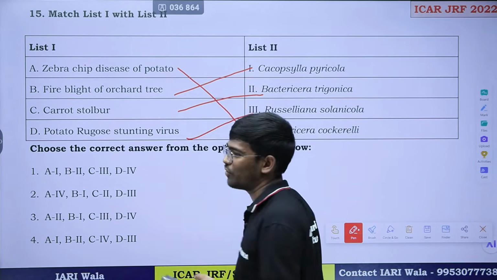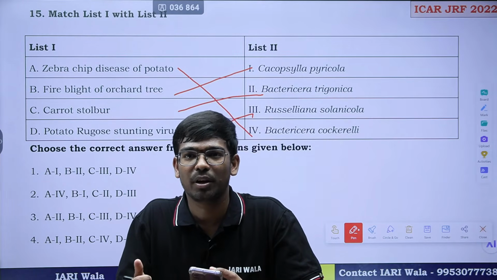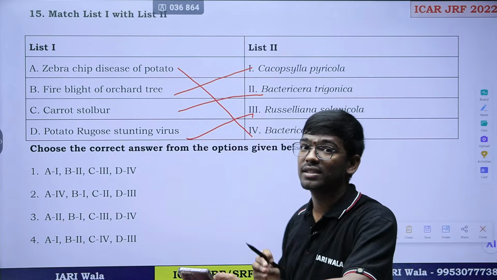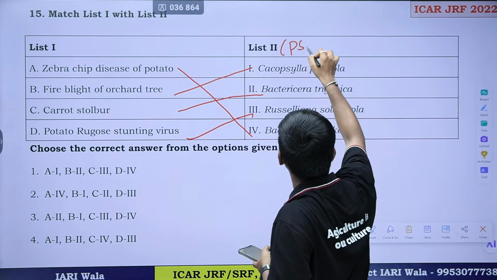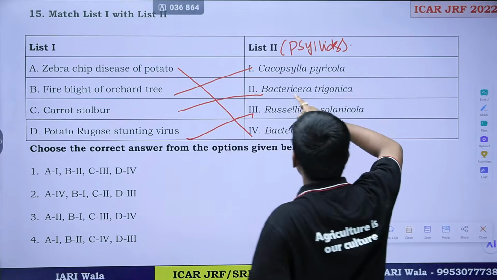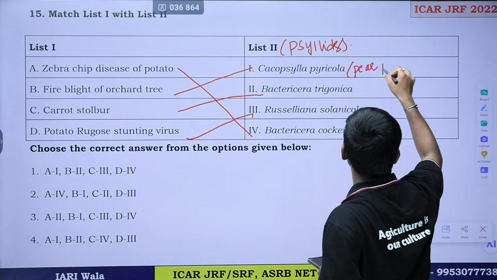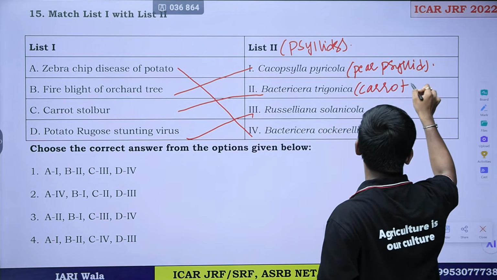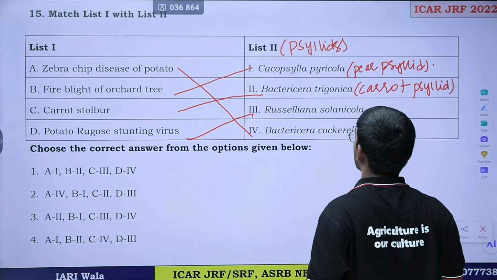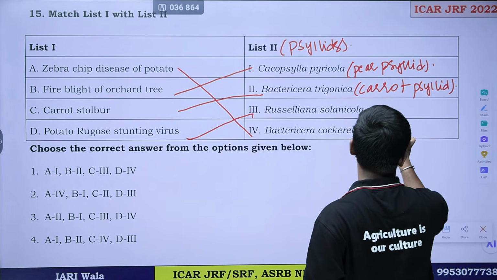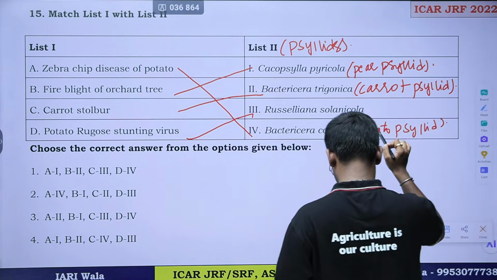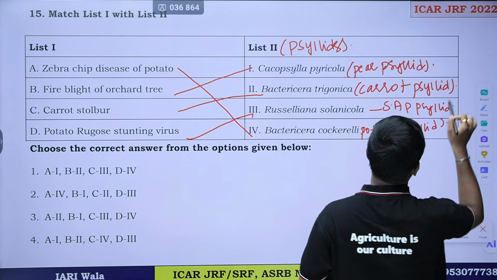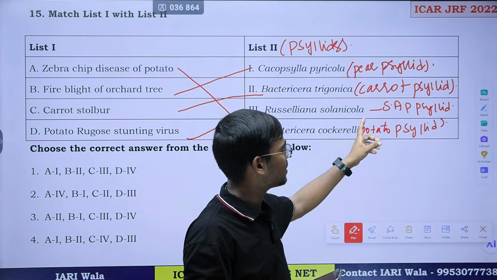So before going to the exam, if you practice previous papers, such hard questions can be known. If there is any chance, some of the questions will be repeated in the final JRF. Here all these vectors are psyllids, that you need to know first of all. These are psyllids, nothing but jumping plant lice. Cacopsylla pyricola is the pear psyllid, Bactericera trigonica is the carrot psyllid, Bactericera cockerelli is the potato psyllid, and Russelliana solanicola is the South American potato psyllid, SAP.